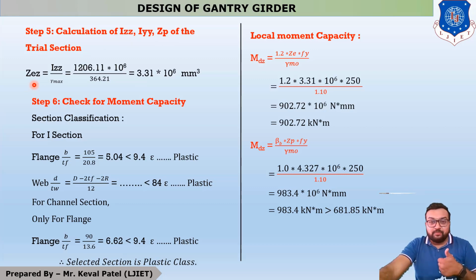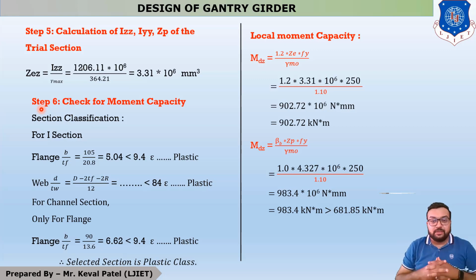For elastic modulus, the equation is Izz divided by y maximum. So it is 1206.11 into 10 raised to 6 divided by 364.21, and you will get your answer 3.31 into 10 raised to 6 mm cube. Okay, so students, this is the end of our step number 5.